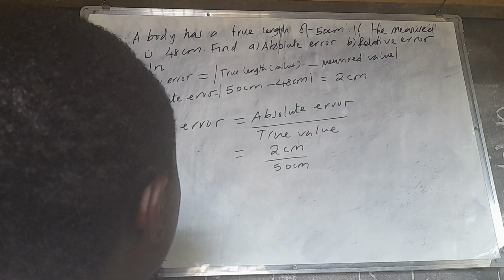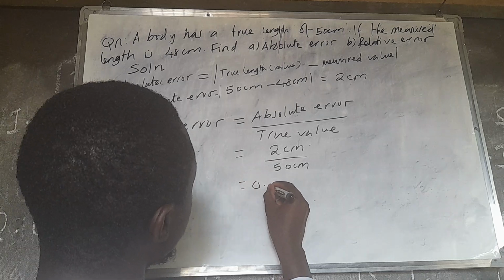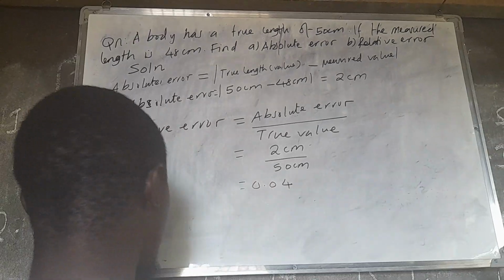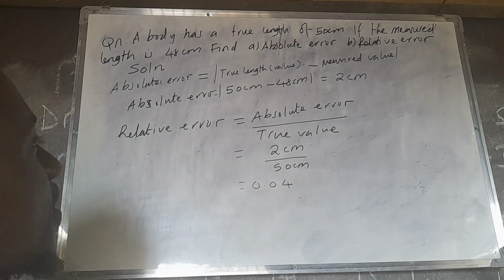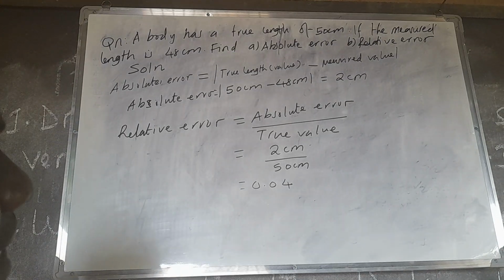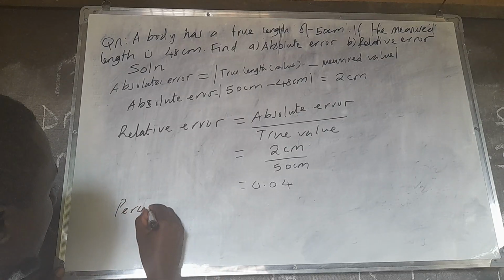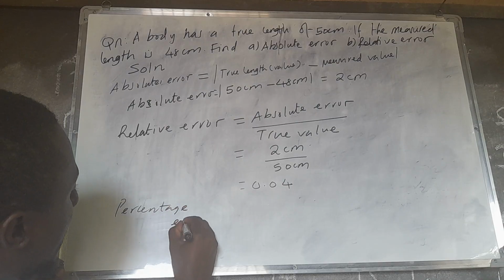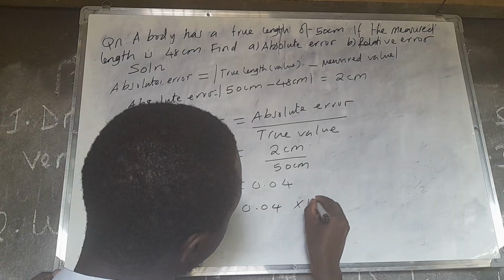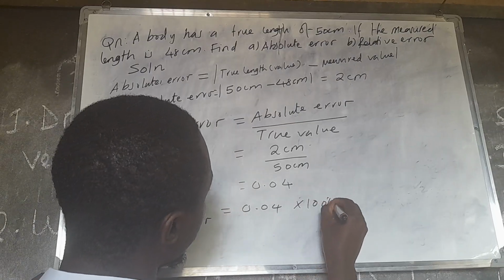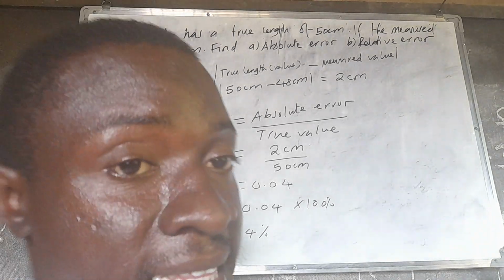So finally you can get 0.04. Normally you may find centimeter and centimeter cancel because relative error has no unit. It is sometimes called the percentage error. If it is called the percentage error, we take this value and multiply by 100%, and you get 4%. So this is how we can find the relative error.